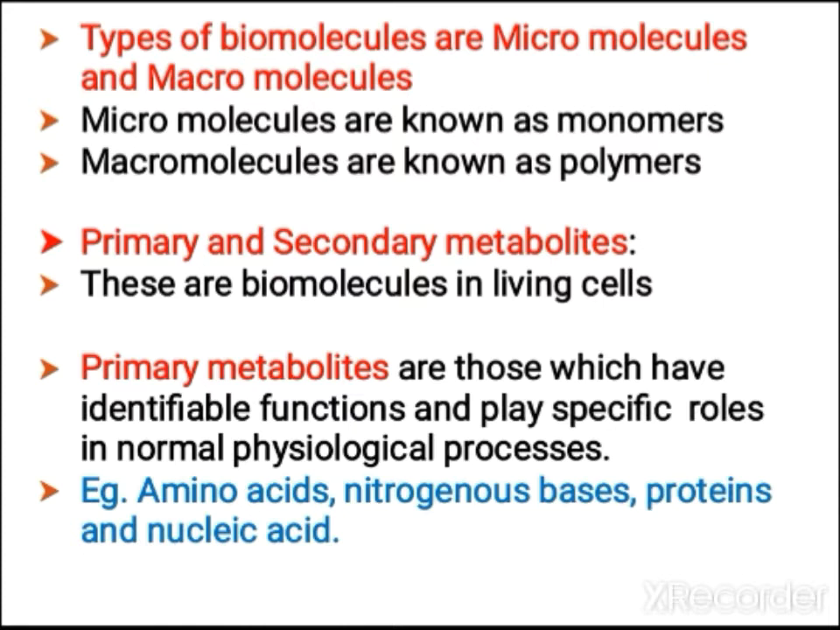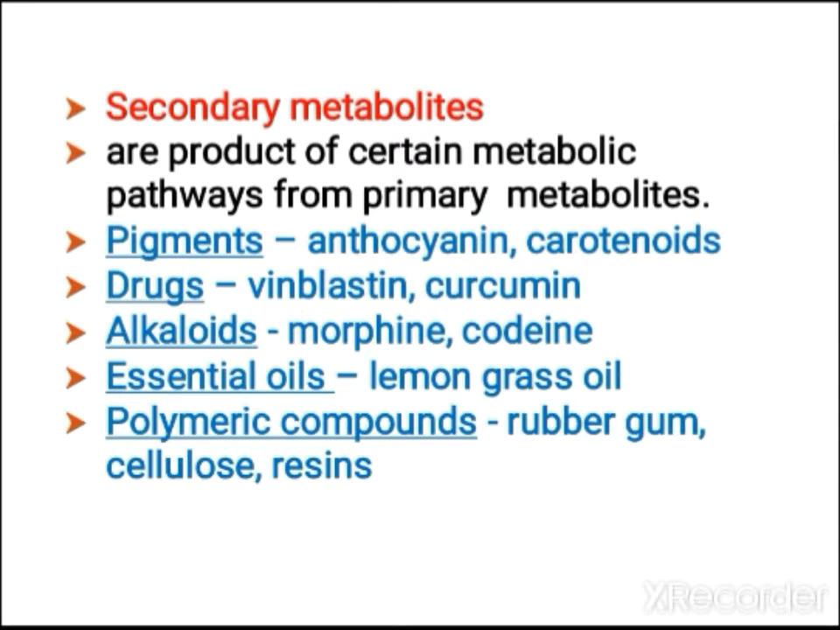Primary metabolites are those produced in normal physiological processes. They can be amino acids, nitrogenous bases, proteins and nucleic acids. Secondary metabolites are the product of certain metabolic pathways from primary metabolites. It is derived from primary metabolites. Examples have been given.